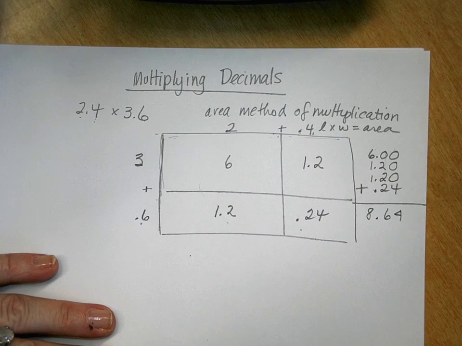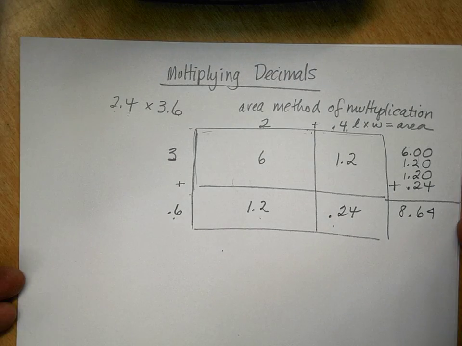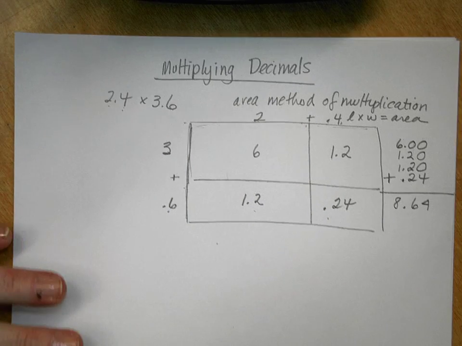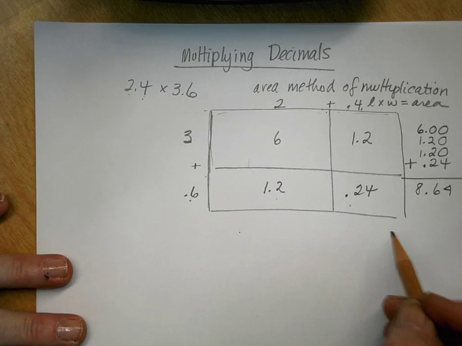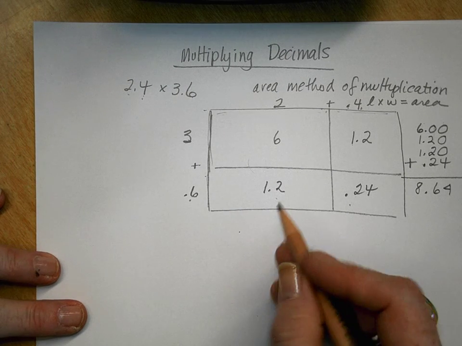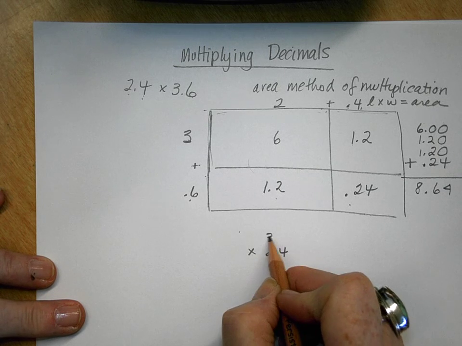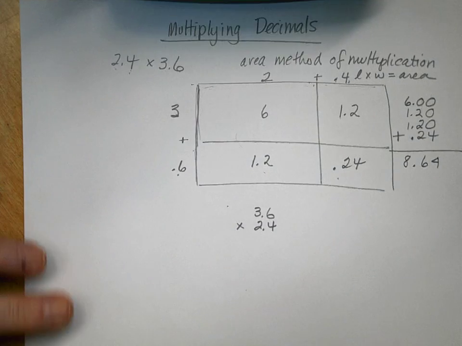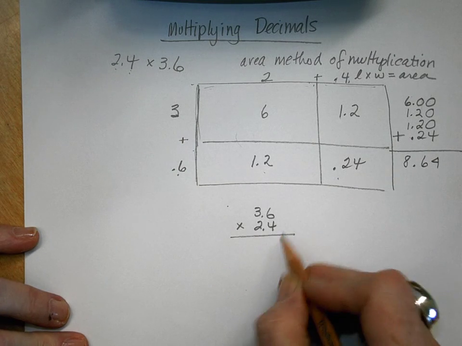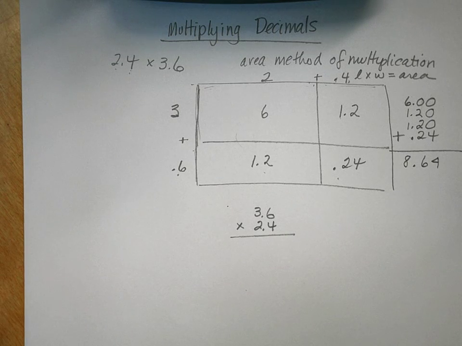Now I can also use the typical multiplication algorithm, which is used for 2 and 3 and 4 digit multiplication. So I would set it up just as I would set up a double digit multiplication problem. So I have 2.4 times 3.6. 4 times 6, and I ignore the decimal points to start. I don't pay attention to them until the last step.